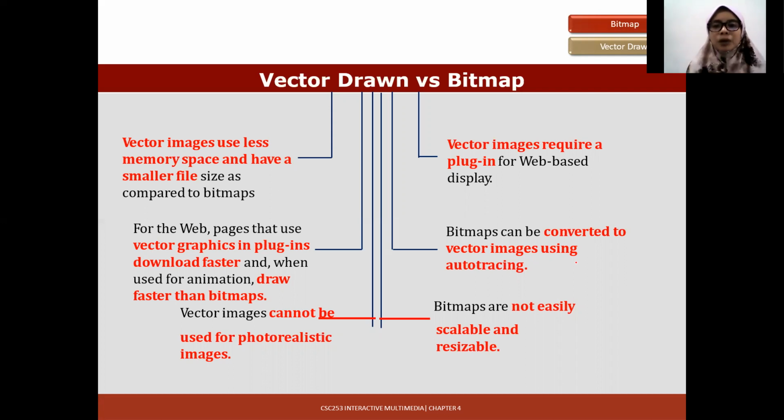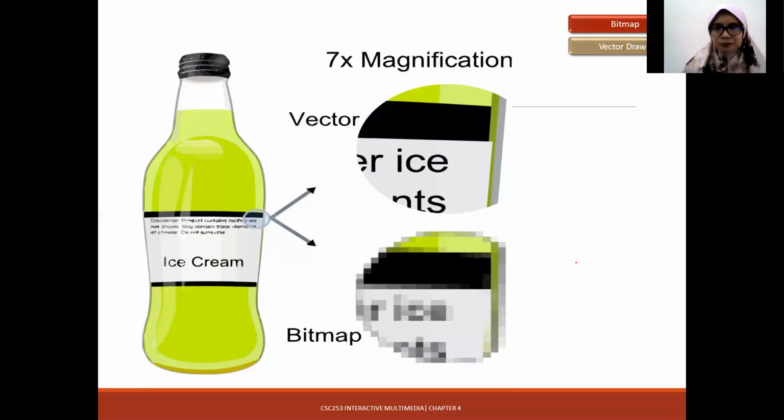And bitmap are not easily scalable and resizable. That's why kalau you tengok sometimes bila kita apa tu nak zoom in, nak besarkan, nak increase the size, dia macam nampak blur, pecah-pecah. Okay, because it is in bitmap. Okay, not easily scalable and resizable. Dia tak akan jadi smooth, right? So dia akan nampak blur dan sebagainya. Alright, this is the differences between vector and bitmap.